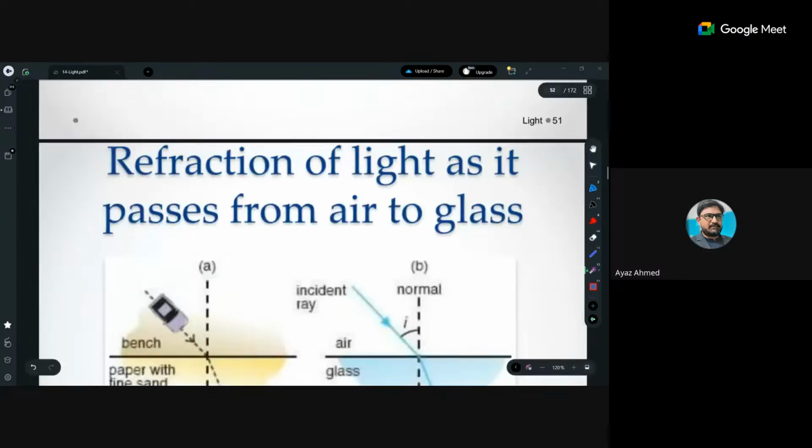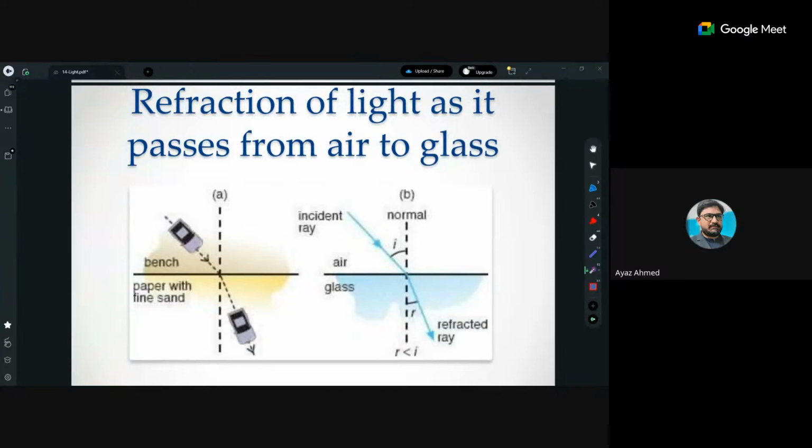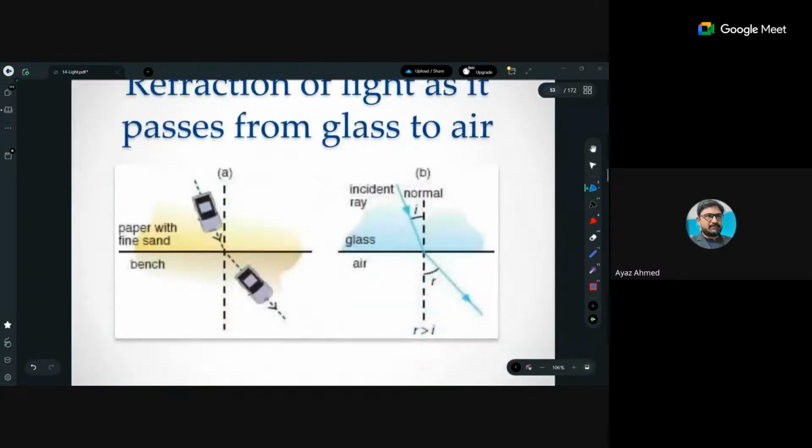So first of all, this is an example of the refraction of light as it passes from air to glass. Air is basically a less dense medium and glass is a more dense medium. So when it moves from less dense to more dense, what happens? Its speed changes. In the more dense medium, the waves get slowed down, so its wavelength changes and it bends towards the normal.